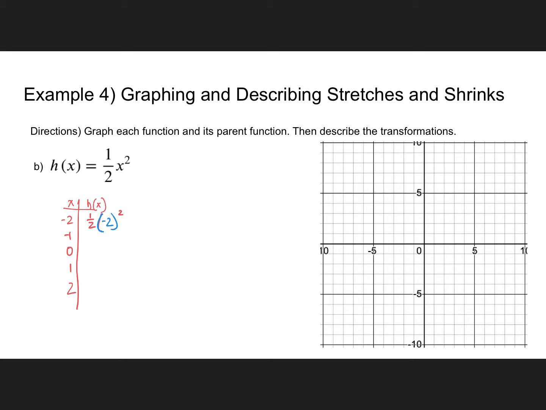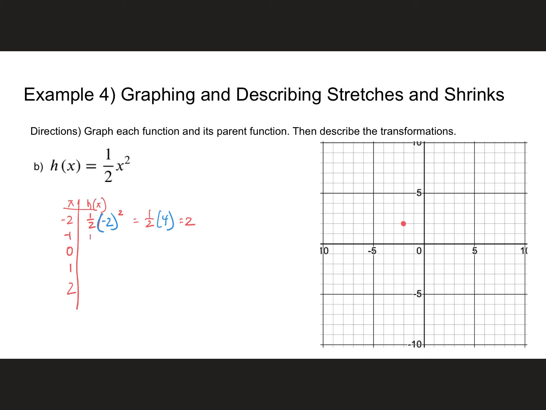So order of operations says that I should do the exponent first. So -2 squared, that'll give me 4. So that's 1/2 times 4, and then I'll do 1/2 times 4, which gives me 2. So my first coordinate pair is -2, 2. Now go ahead and plot that.